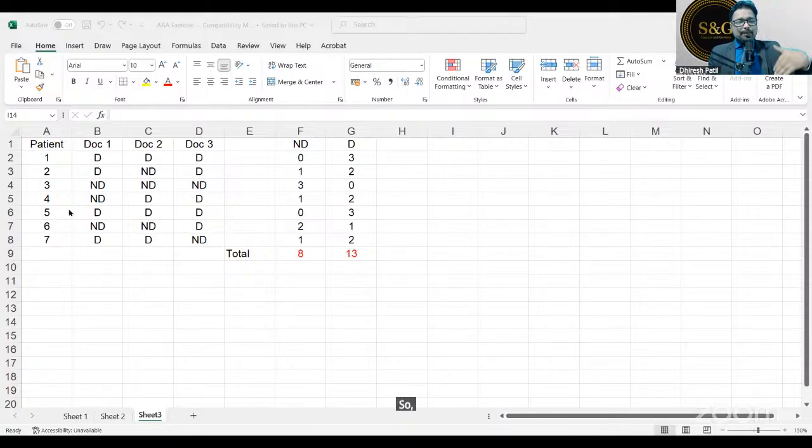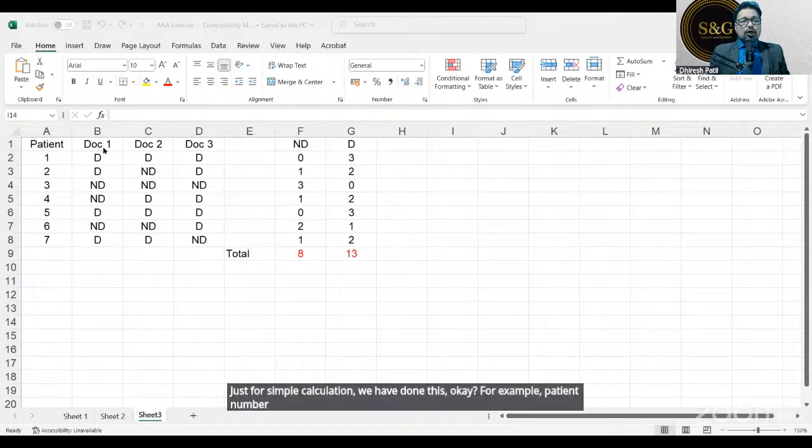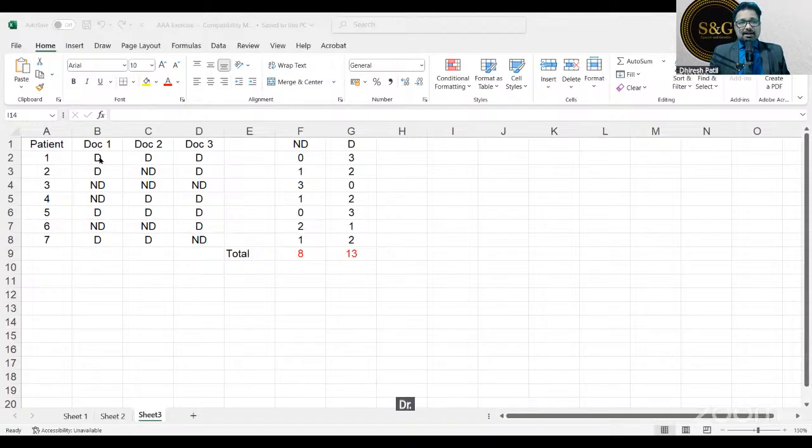So there are 7 patients. Just for simple calculation, we have done this. For example, patient number 1: Dr. 1 says depressed, Dr. 2 says depressed, Dr. 3 says depressed. So the total for non-depressed is 0 and depressed is 3.